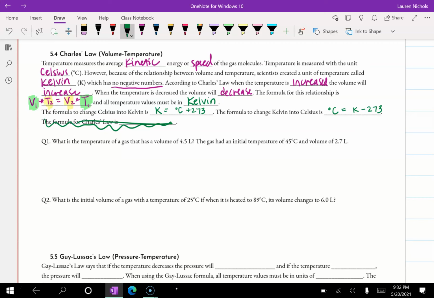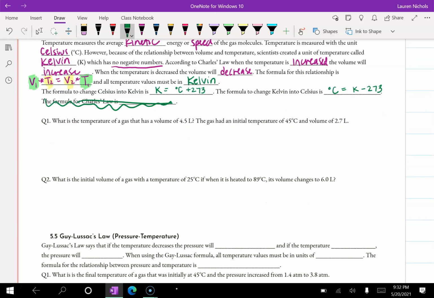So when we look at question 1, it says, what is the temperature of the gas? Okay, so we know that we are looking for a temperature. We don't know which one, but we know that it has a volume of 4.5 liters. If I go ahead and just say that's V1, then this automatically has to be T1. But let's keep reading because that might have been a mistake.